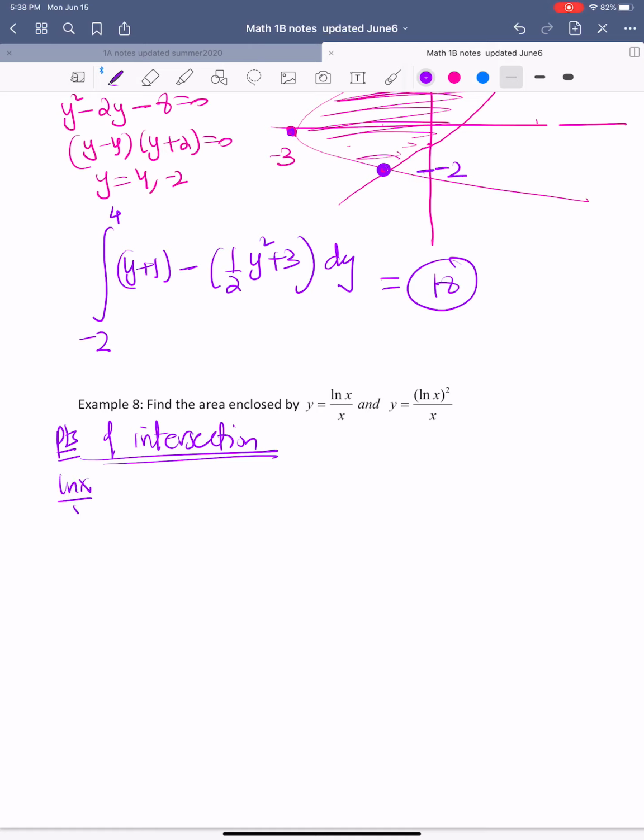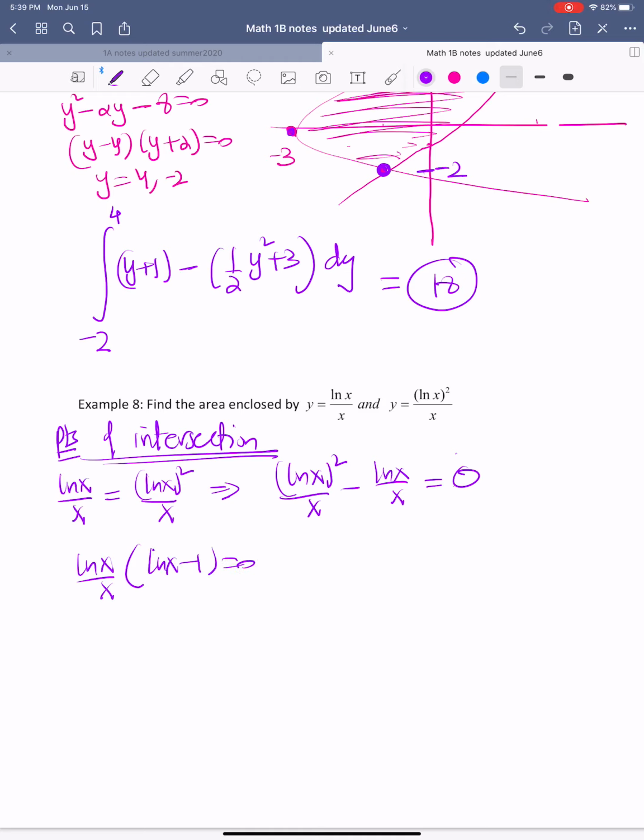To find points of intersection, I'm going to set the two curves equal to each other and bring everything to one side. So we have natural log of x squared over x minus natural log of x over x, which equals 0 on the other side. Now natural log of x over x can be pulled out, and inside we would have natural log of x minus 1 is equal to 0.